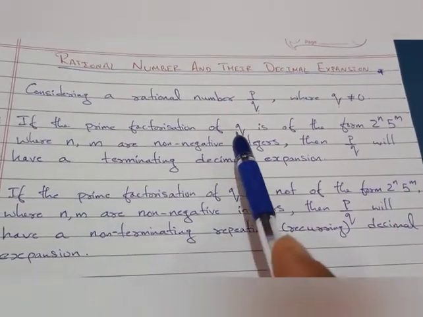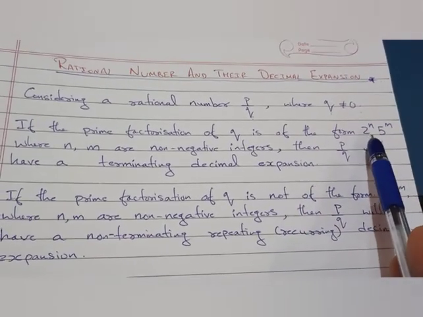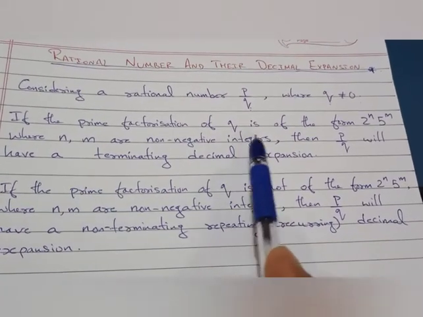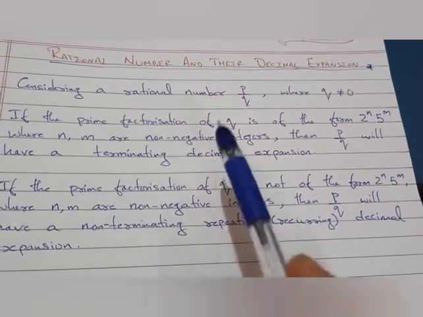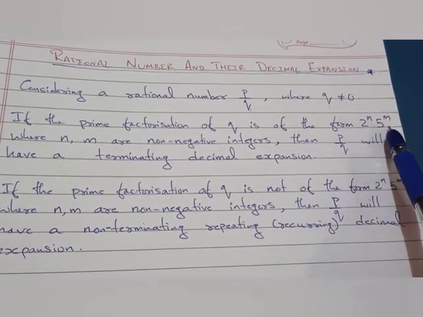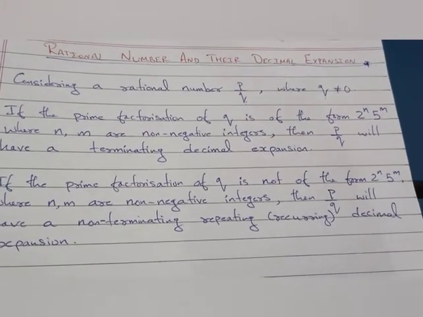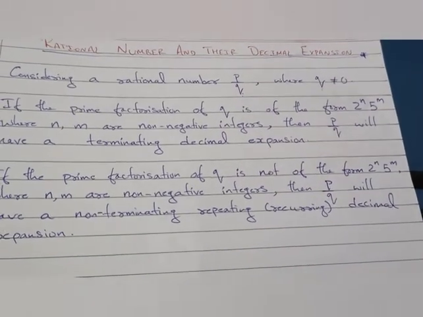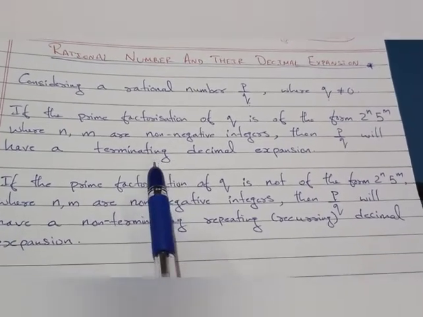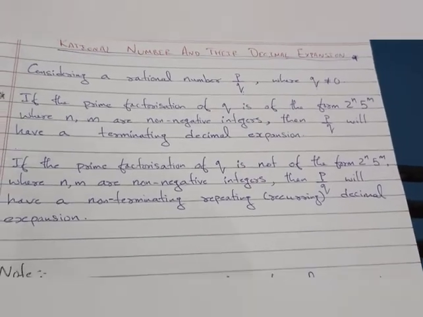If the prime factorization of q, the denominator, is of the form 2 to the power n, 5 to the power m, where n and m are non-negative integers, that is, q can be expressed in terms of 2 or 5 or both only, then p by q will have a terminating decimal expansion. That means the division will stop or terminate.